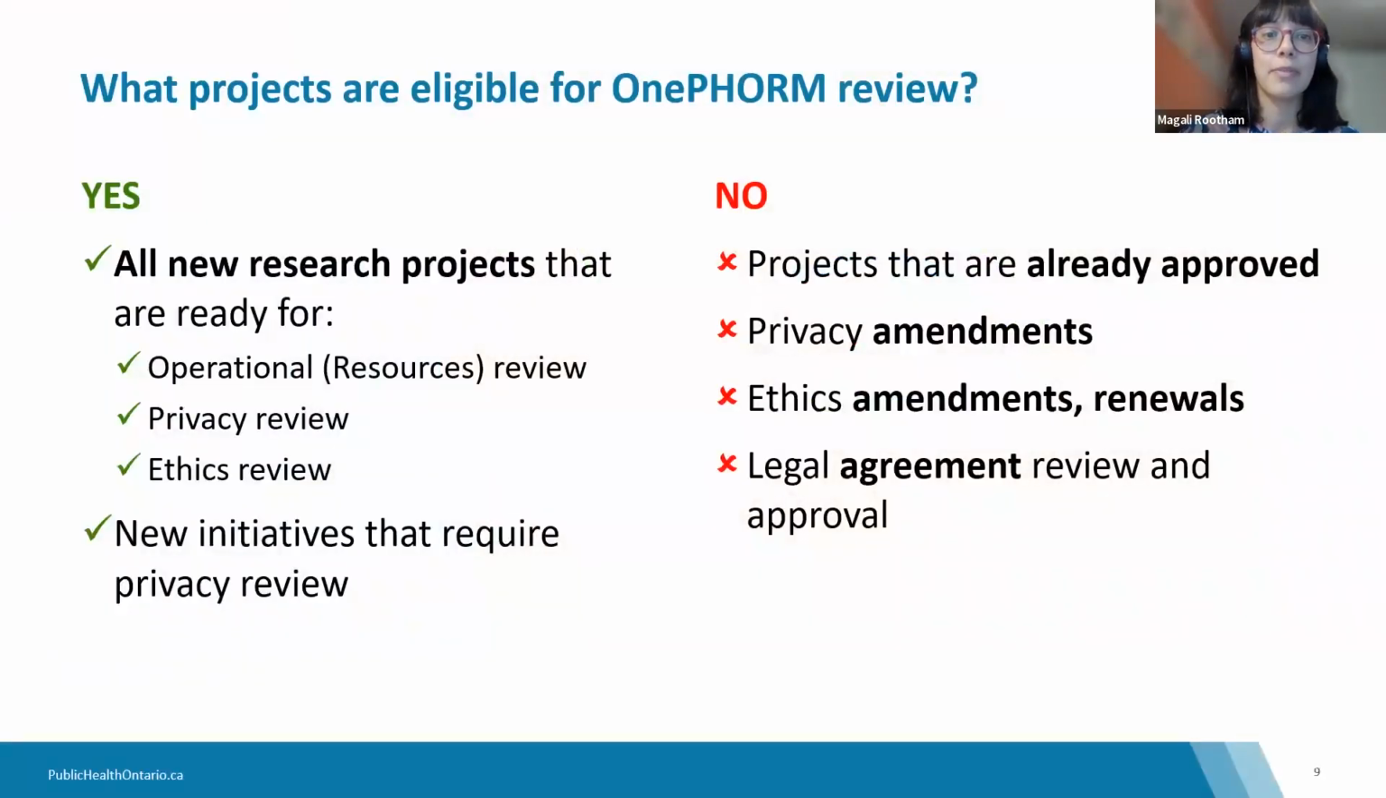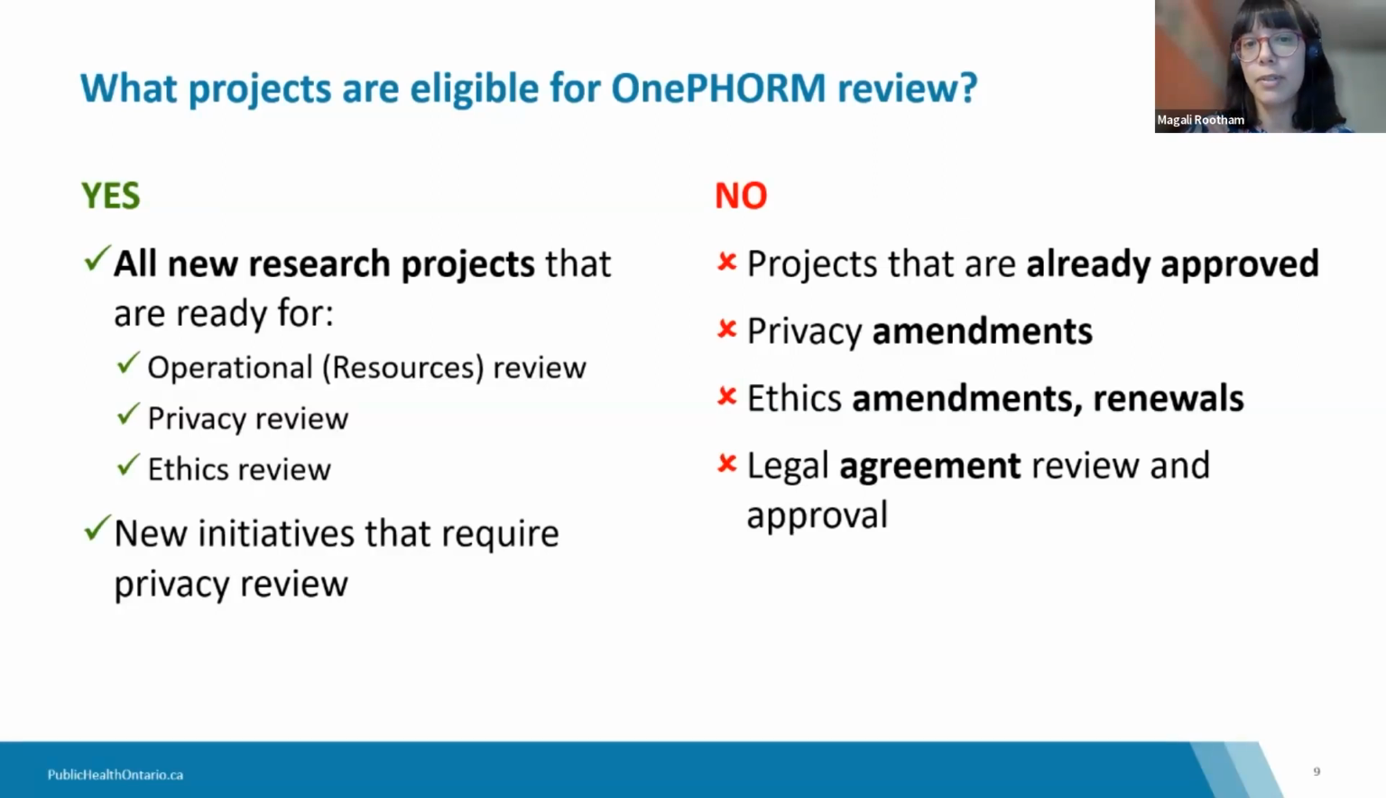What projects are eligible for OnePHORM review? As Nancy mentioned a little bit, this is for all new research projects that are ready for operational review, which we call resource review in the system, privacy review, ethics review, and then new initiatives that require privacy review, since that is a broader scope than just research projects.